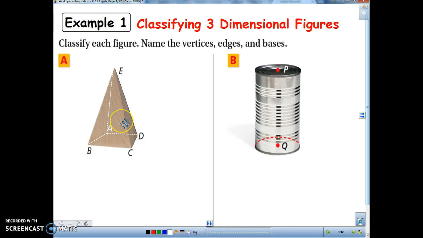So if we look, what shape is our base? Our base has 4 sides to it, so we'll assume that it's rectangular. So this would be a rectangular pyramid.